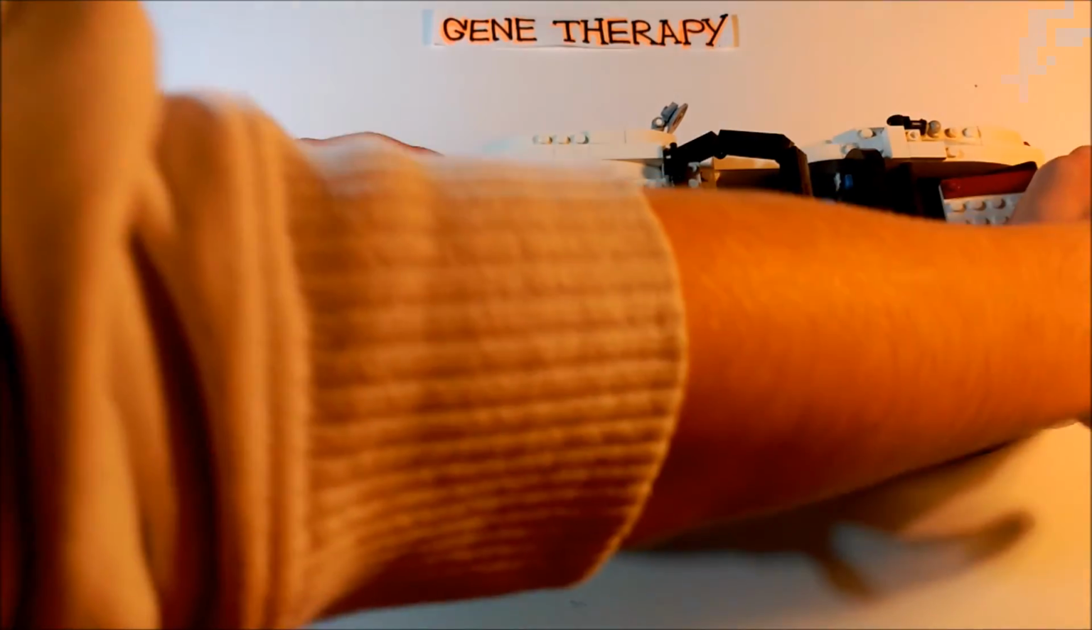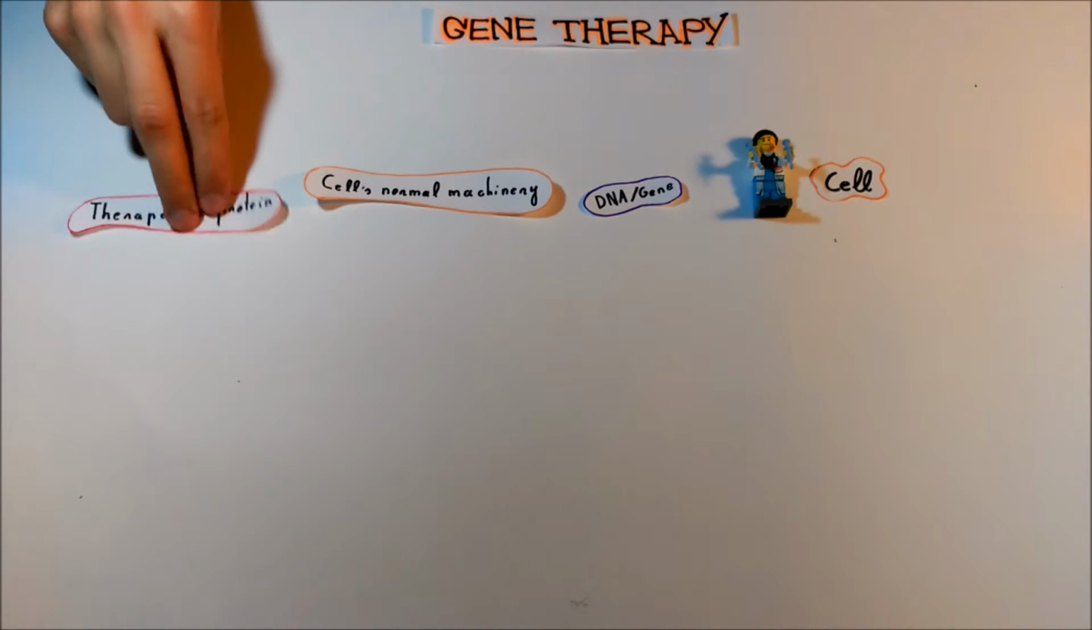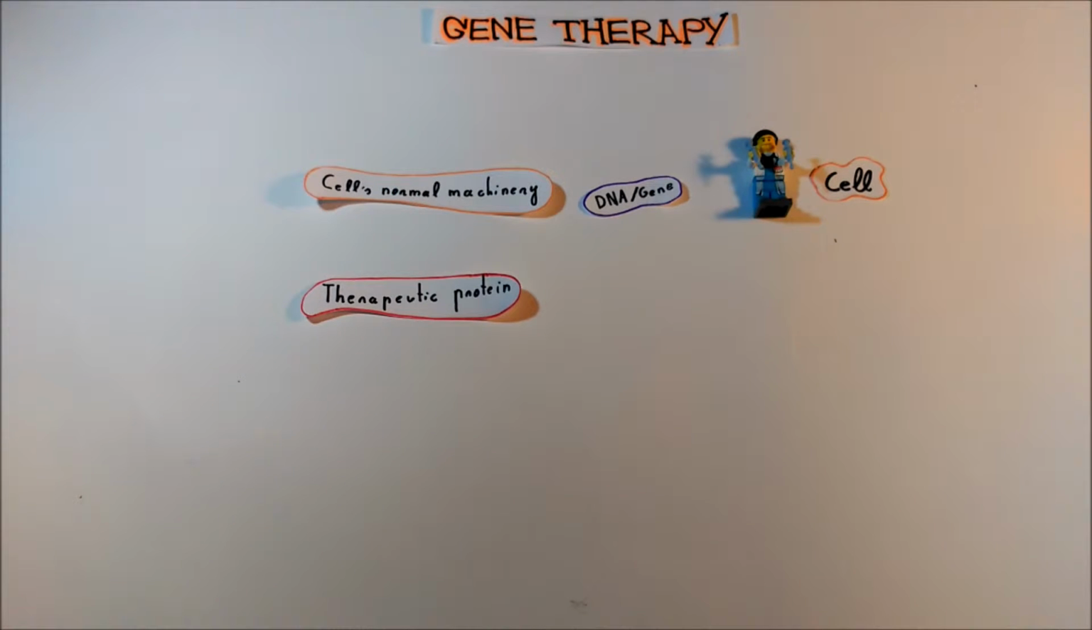Once inside the cells of the patient, the DNA gene is expressed by the cell's normal machinery, leading to production of the therapeutic protein and treatment of the patient's disease.